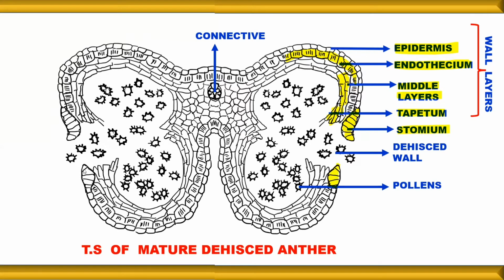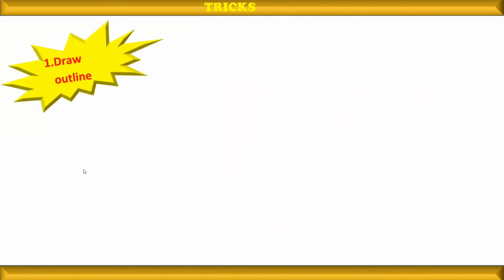Important parts are the stomium. Stomium is a modified part of the epidermis where the dehiscence actually happens. It is the thinnest part of the epidermis in fact. So here you can see the dehisced wall and across it is the stomium cells. And of course, last is the pollens, which you will have to represent within, and they are matured.